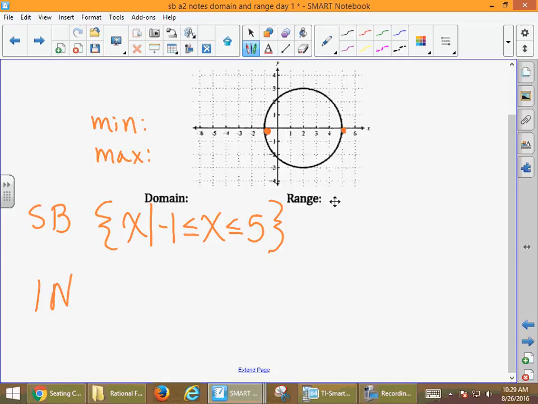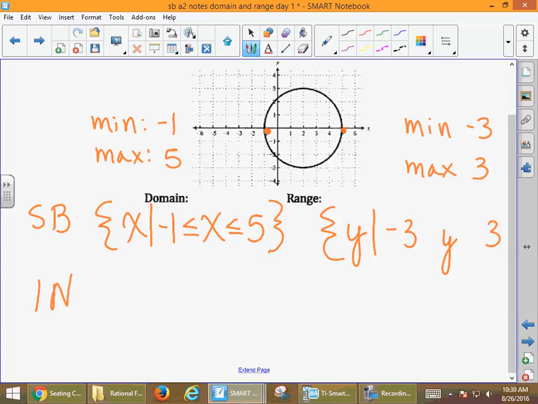We can do the same thing for the y's, and I don't know why I didn't write that there. Over here, for the y's, for the range. What's our smallest y value? Well, it looks like 1, 2, 3, -3. What's our biggest y value? Looks like +3. So for our range, for all values of y such that y is going to be in between -3 and 3.